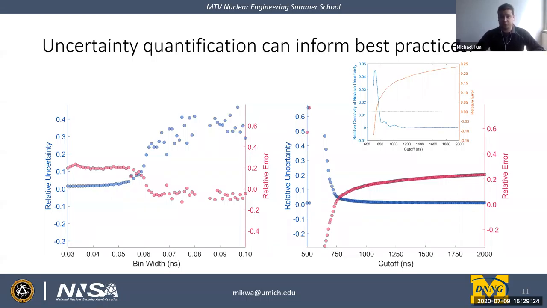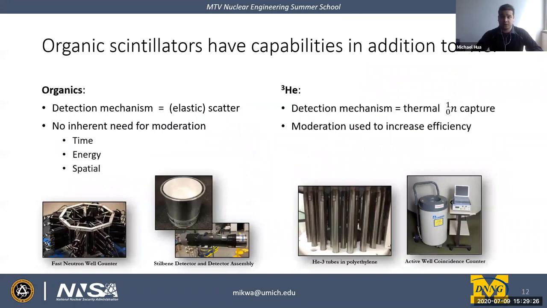we're gonna start to transition and talk about the comparison between organic scintillators and helium-3. And then I'm gonna show one more Rossi alpha result, and I promise I'll be done with that, and we'll transition. So organic scintillators, again, this is a point belabored by many of the speakers this summer. For organic scintillators, the detection mechanism is scatter, and it's typically elastic scatter on hydrogen. Whereas in helium-3, the detection mechanism is thermal neutron capture. And so you need moderation to increase the efficiency.